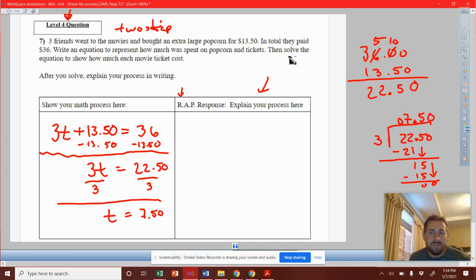Okay. Now it's talking about solving. In order to solve the problem, I started using inverse operations. The first thing I did is I undid the addition. The second thing I did was I undid the multiplication. Okay, that allowed me to get an answer of 7.50, and I was able to take 7.50, plug it back in, and assure that if 3 friends bought a ticket at that price and they bought popcorn, that it does equal $36.